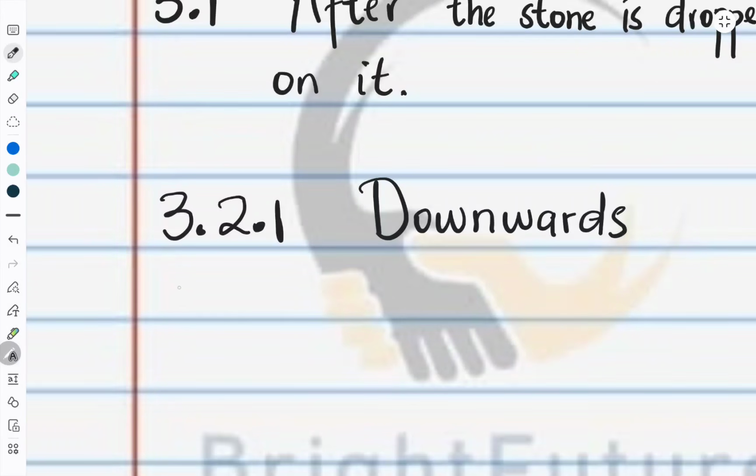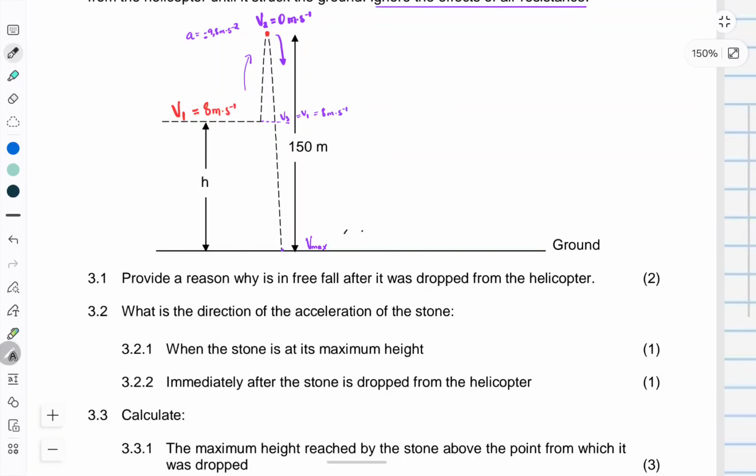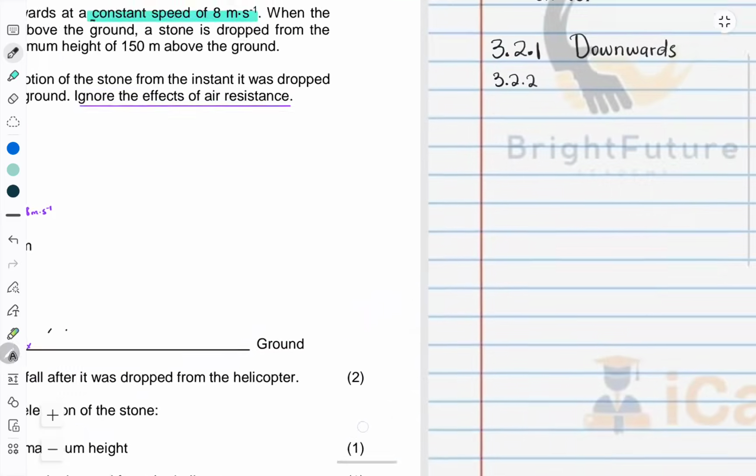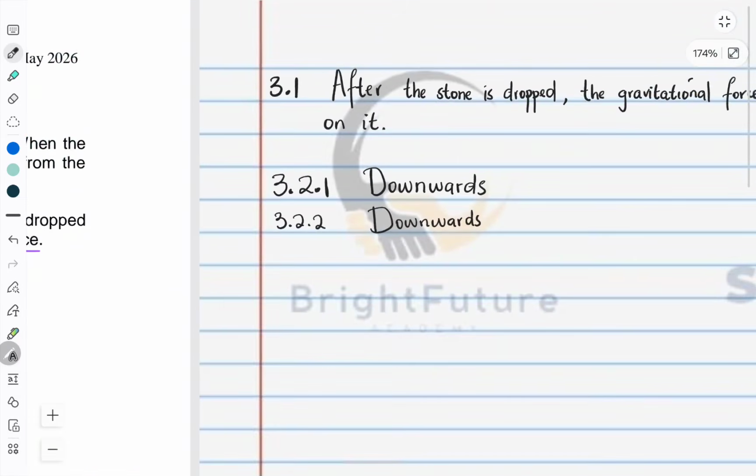That's it. Then 3.2.2, what are they saying now? Immediately after the stone is dropped from the helicopter, same thing, downwards. The only thing acting on this stone is gravity. So again, it's downwards.